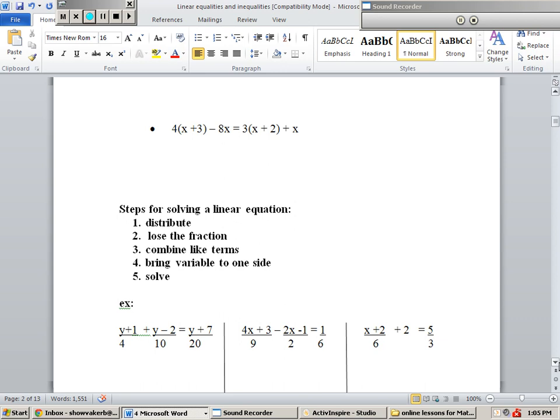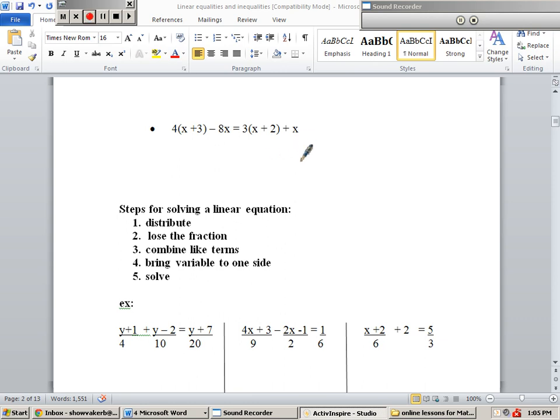And this next one, it says to distribute first, and I do have some distributing to do. I have a 4 to hand out. I have a 3 to hand out. So I get 4x plus 12 minus 8x equals 3x plus 6 plus x.